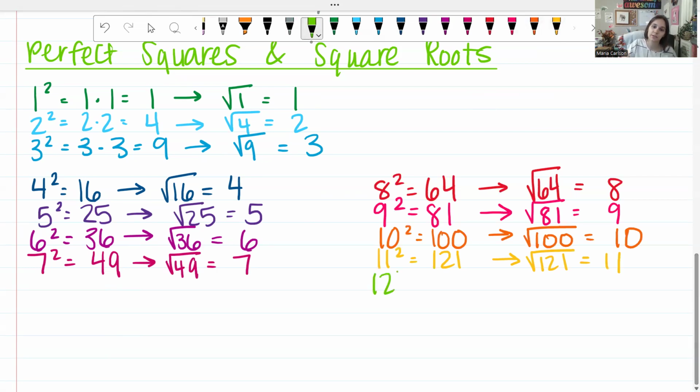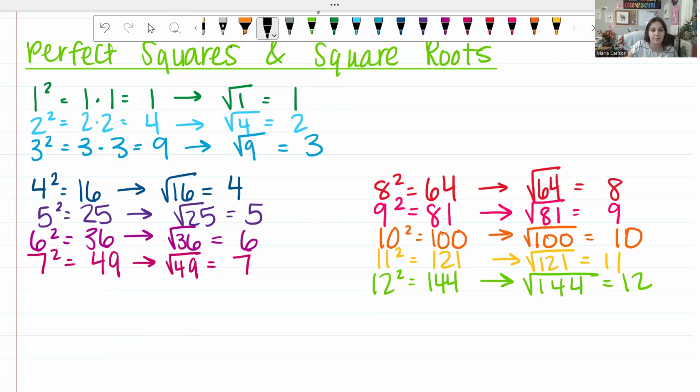And 12 squared, that is 12 times 12, or 144. And the square root of 144 is 12. So these are our perfect squares and square roots.